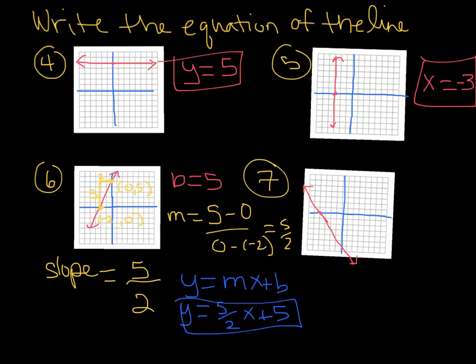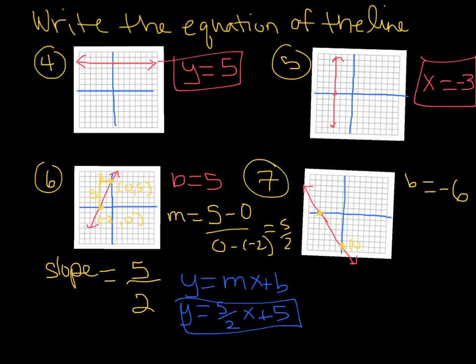I want you to do number 7 on your own, please. Go ahead and pause and try it on your own. For 7, you will find that your y-intercept, your b, which is this point down here, is going to be at -6. Then to find your slope, you can do it with either of the 2 methods.